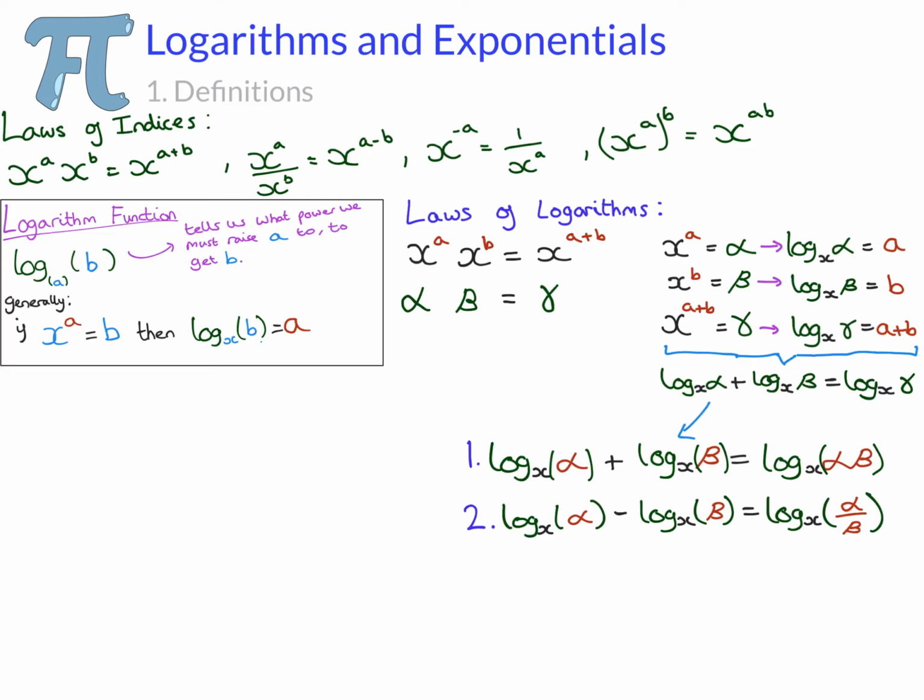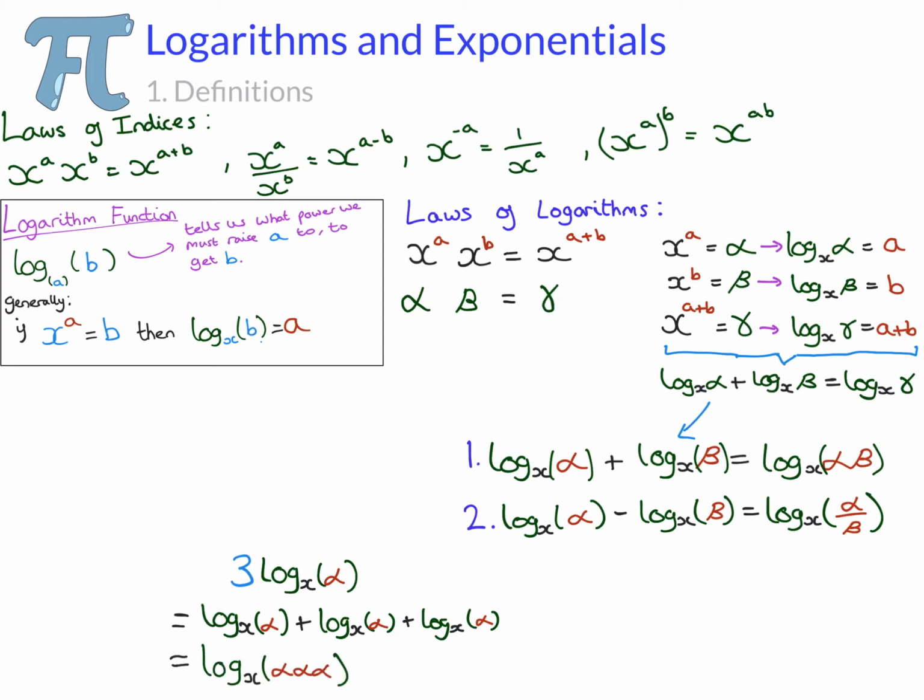If we multiply a logarithm, say log base x of alpha, by a number, let's use 3, we know that this is the same as adding 3 lots of log base x of alpha together. Using the first rule of logarithms, we realize that this is the same as log base x of alpha times alpha times alpha. In other words, log base x of alpha cubed. This demonstrates the final rule to remember, which is that log base x of alpha to the power of a is the same as a times log base x of alpha.